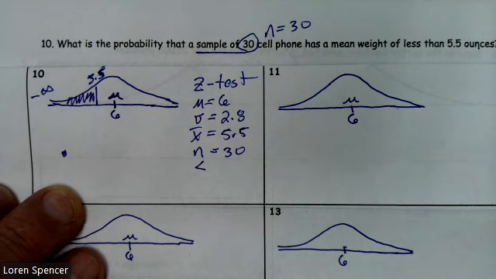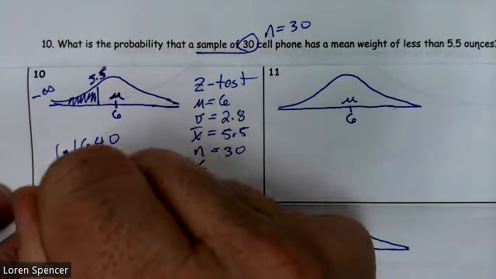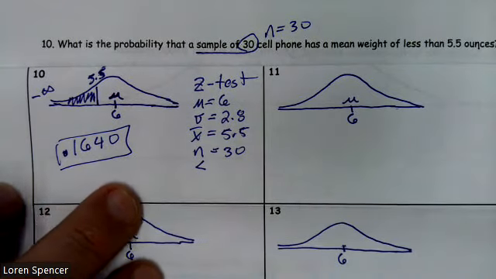Hold on for half a moment. Yeah, that is what I got. 0.1640, making sure I'm still getting consistent answers.